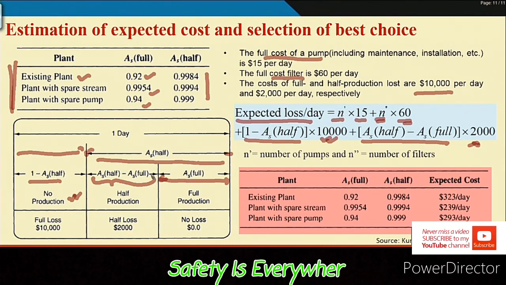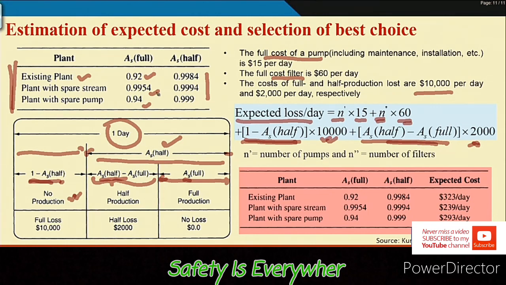Now if I sum up full production and this minus this, plus this, it is nothing but AS half. Again if we sum up this plus this, it is nothing but 1. So these are the situations, and that is what is written here. You see, for no production the loss is 1 minus AS half times the loss, and for half production it is AS half minus AS full, written here. Using this formula, the probabilities and availabilities are known.